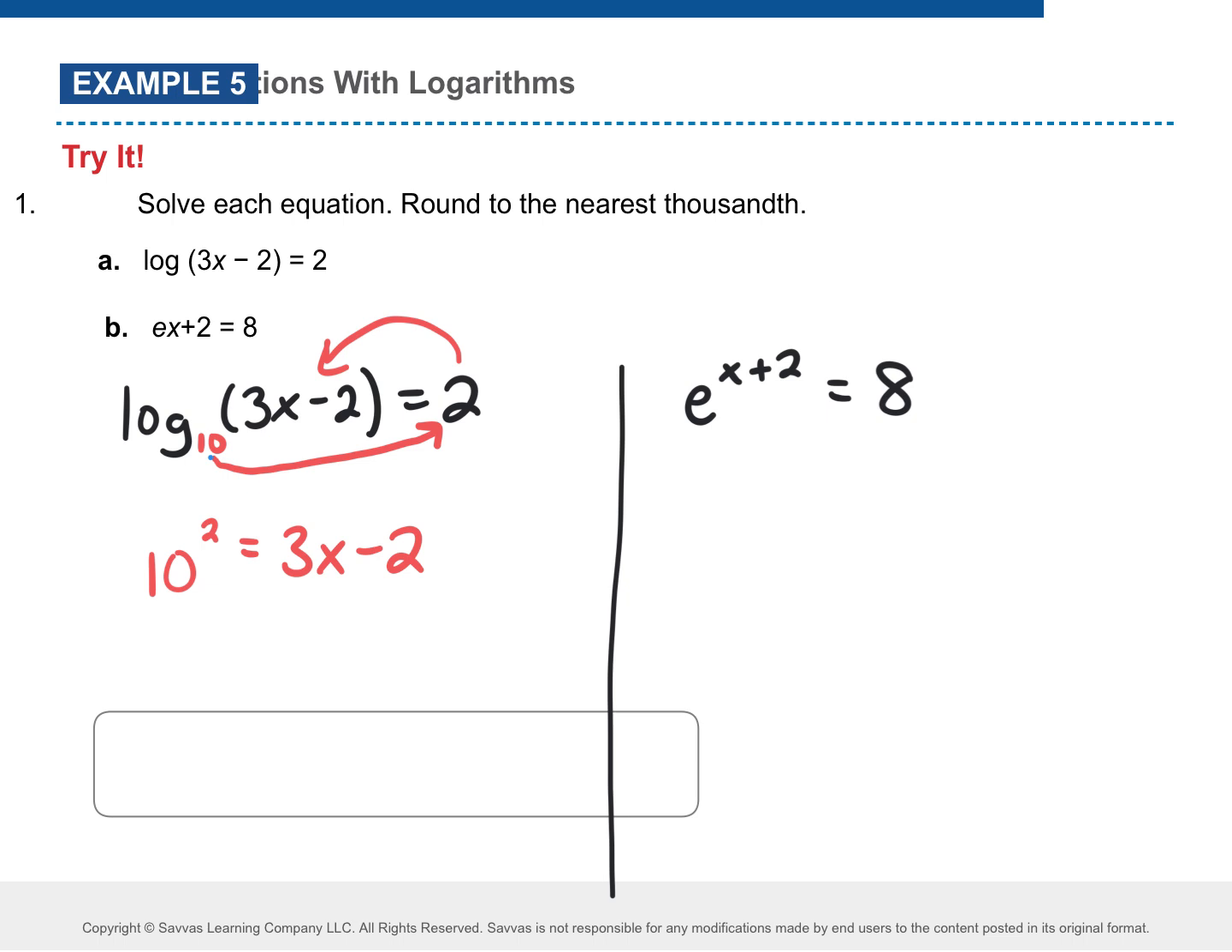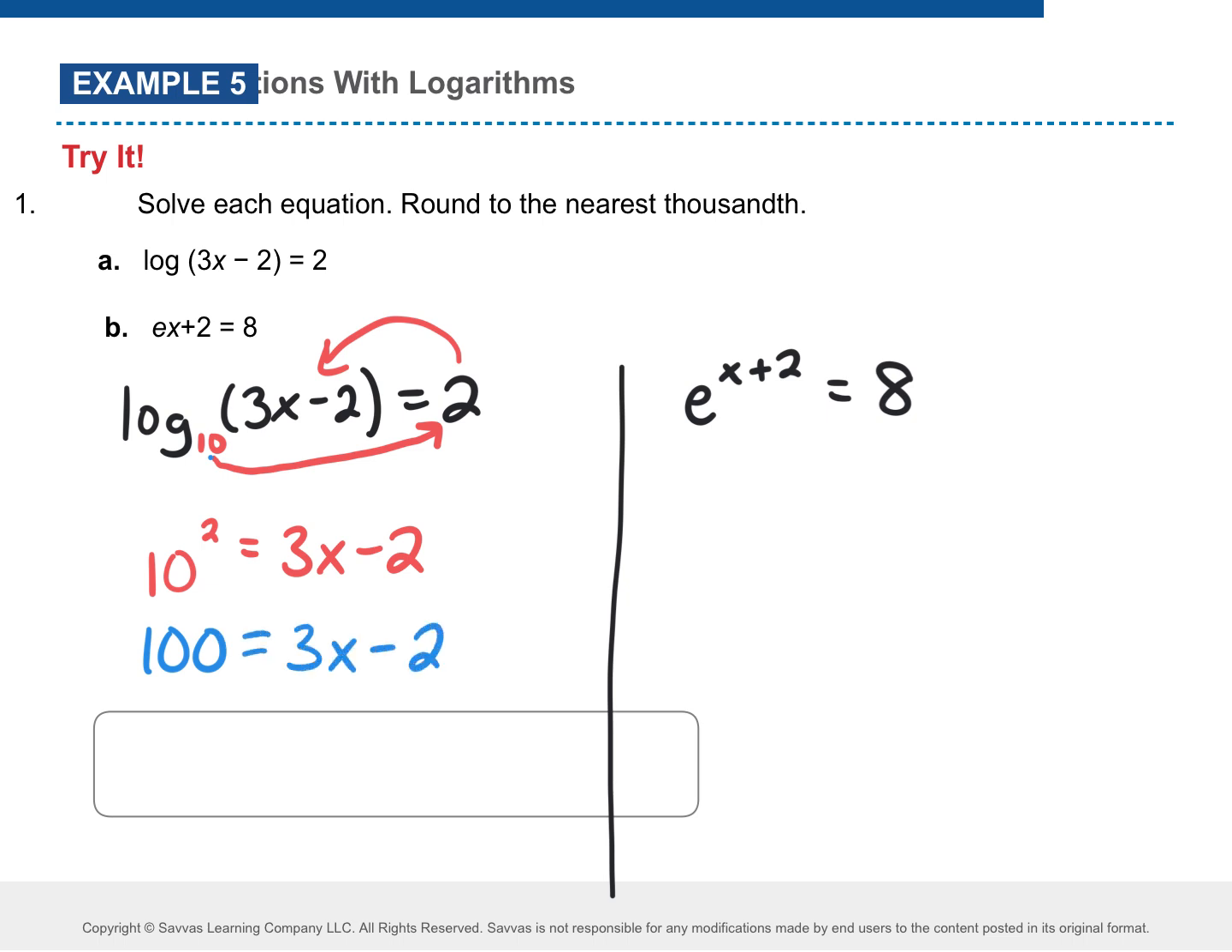How can I solve this equation here? How would I normally get x by itself? I would add 2. How do I add 2 to 10 squared? Figure out what 10 squared is first. What's 10 squared? 100. So we have 100 equals 3x minus 2.